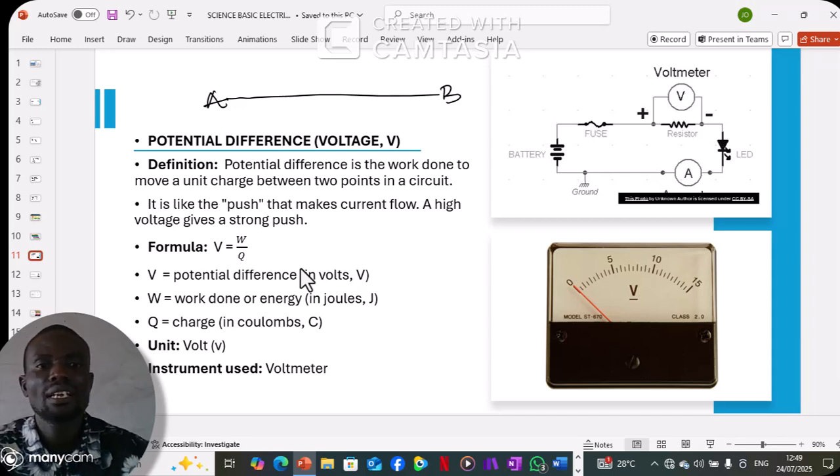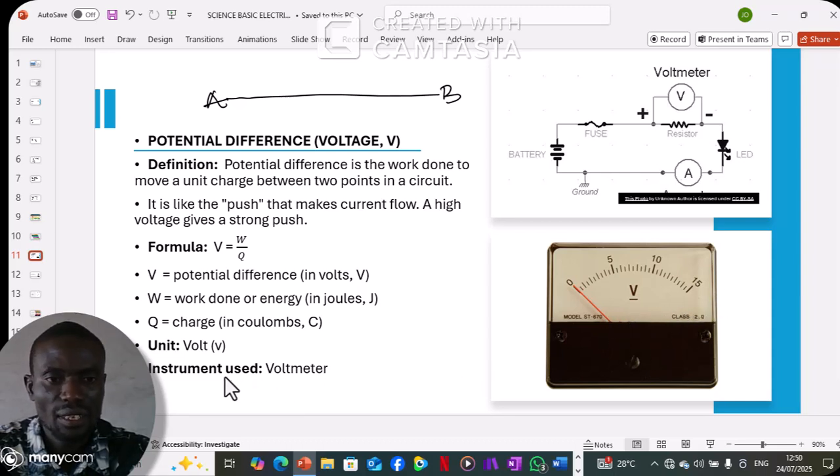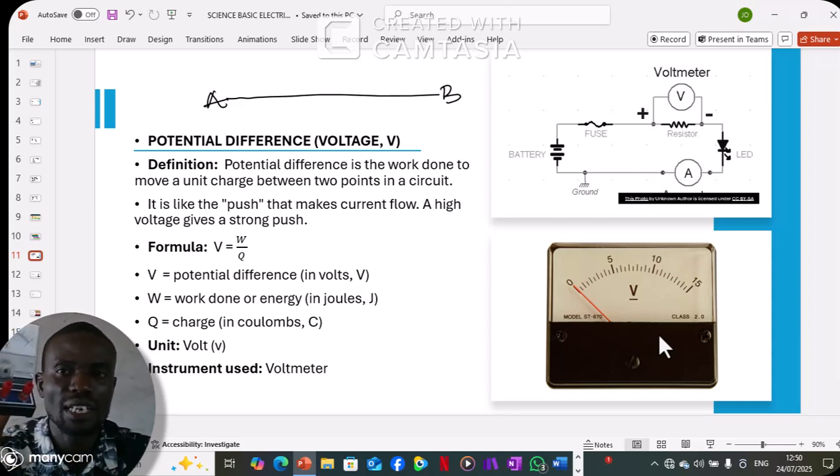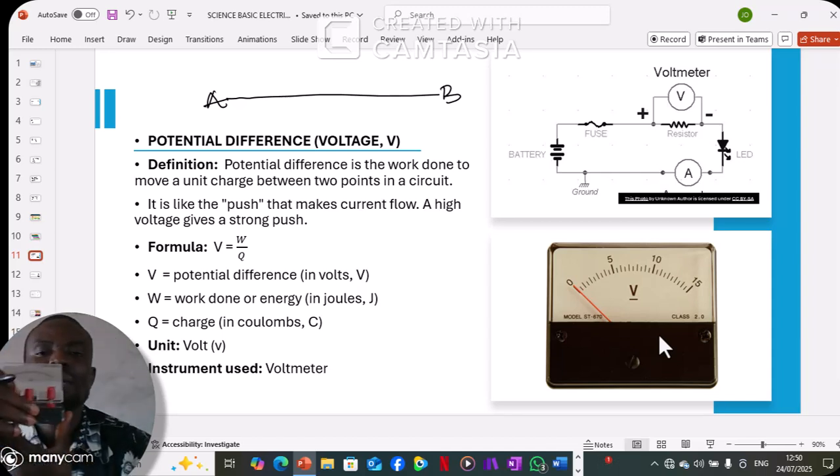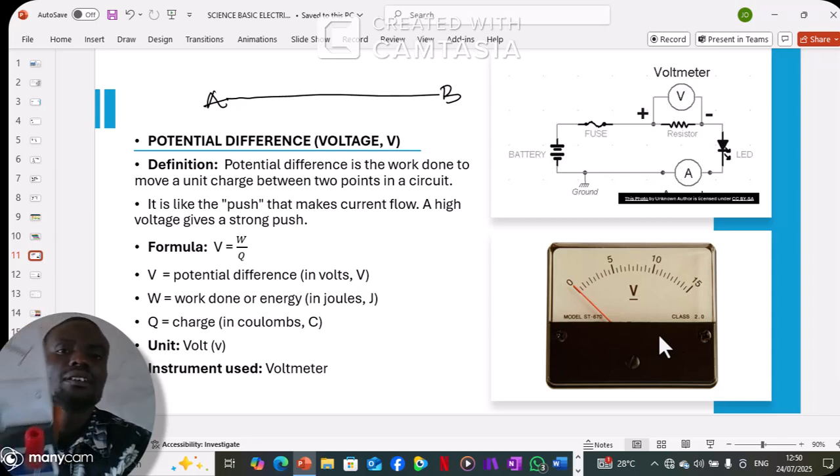Now there is an instrument used to measure potential difference, or simply voltage. The instrument is called a voltmeter. So you see it here, this voltmeter. I want to show you the one I have here, this one I'm using in the lab. It has terminals here.